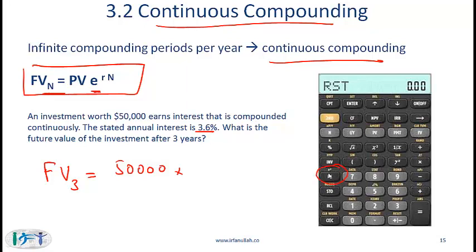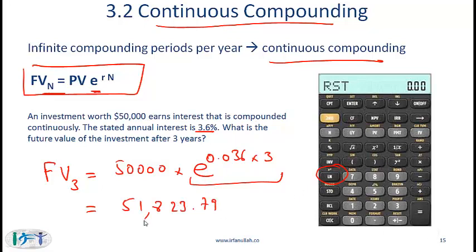right here on your calculator, that is really e to the power of x. So into e to the power of r. R is the stated annual rate expressed as a decimal. So 0.036 multiplied by the number of years, which is 3. So the way you do this on your calculator is as follows. First thing, just multiply 0.036 into 3, then hit the second button and e to the power of x. That will give you an expression for this, and then multiply by 50,000.